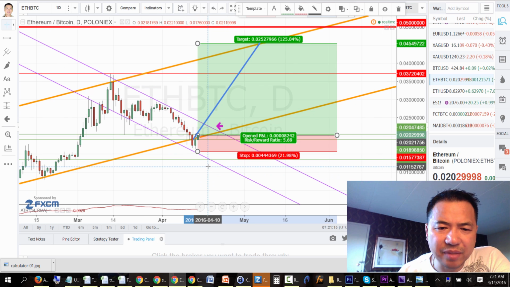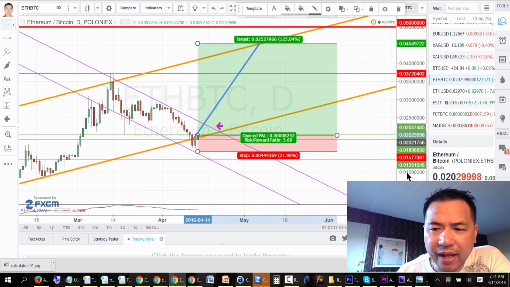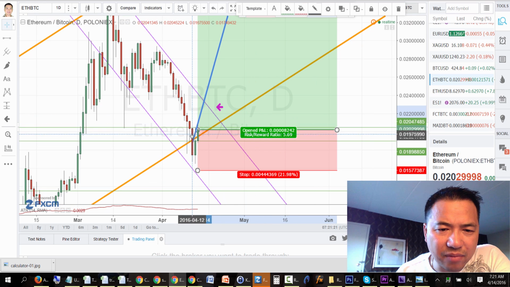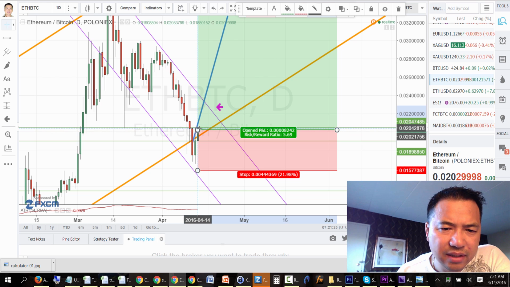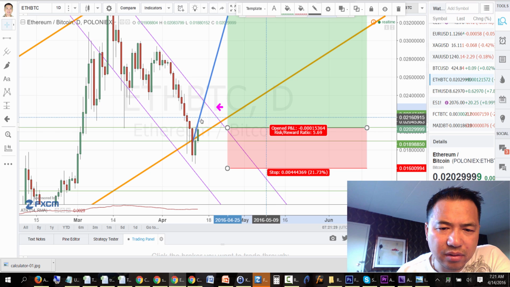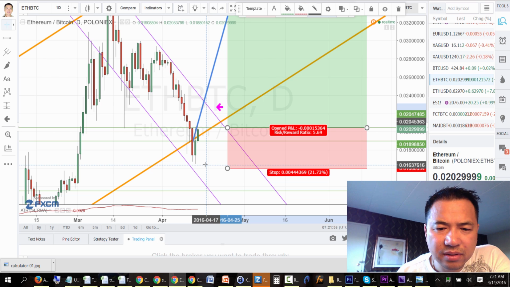Now here's the thing, guys. A lot of people ask me this all the time. What happens, Ty, if I get in and then I get stopped out right here in this area where this white circle is at? What happens if I get in right there, where the price is at right now? It comes down and it stops me out, and then it goes back in my favor.